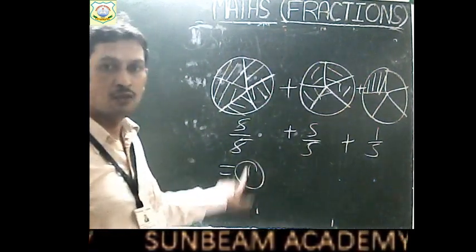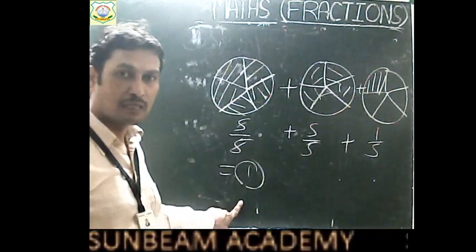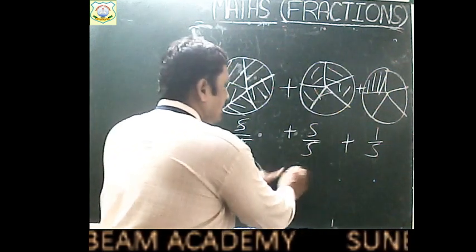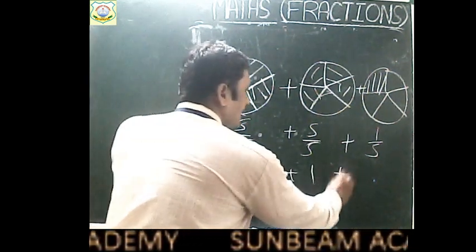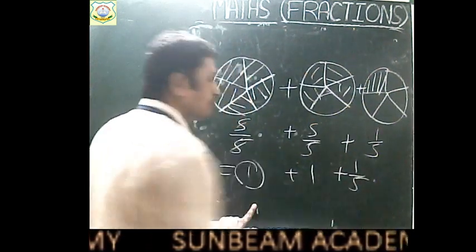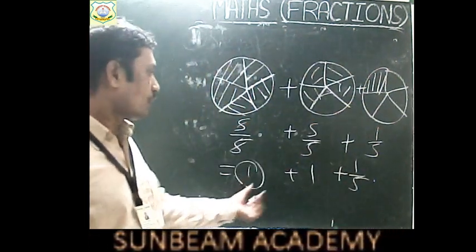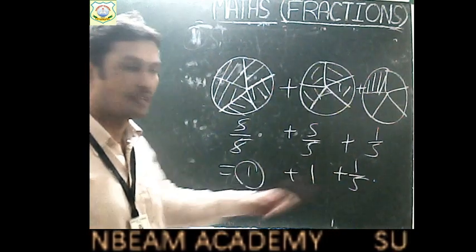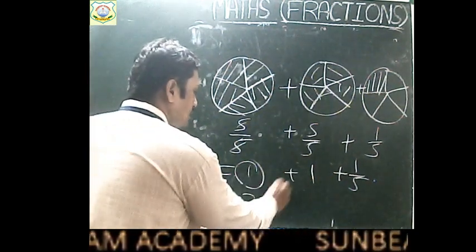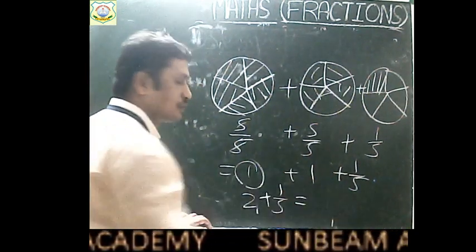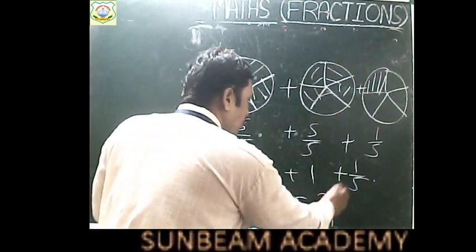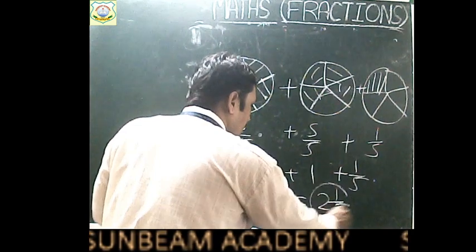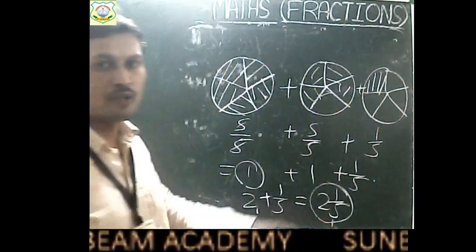So 1, 5 by 5 one time, 1 apple, 5 by 5 second time, 1 more apple, plus in third apple you have chosen only 1 by 5 part, right? So 1 plus 1, 2, 2 plus 1 by 5. You will get 2 plus 1 by 5, right? So what part will you get children? You will get 2 whole and 1 by 5. This is the way to write this children.